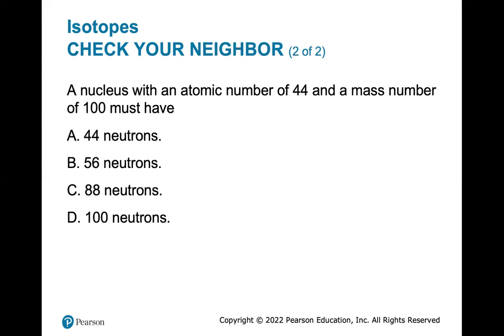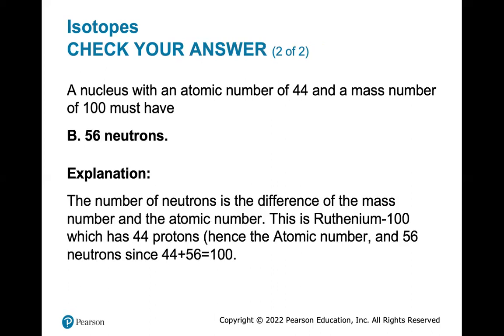Okay, let's see. A nucleus with an atomic number of 44 and a mass number of 100 must have 44 neutrons, 56 neutrons, 88 neutrons, or 100 neutrons. Well, the sum of the protons and the neutrons has to equal 100. So in this case, it would be B. And there it is. The number of neutrons is the difference of the mass number and the atomic number. This is ruthenium 100, which has 44 protons, hence the atomic number, and 56 neutrons, since 44 plus 56 equals 100.